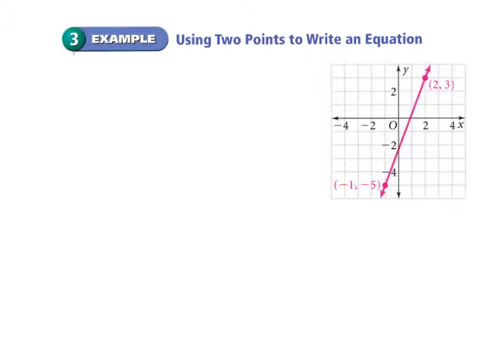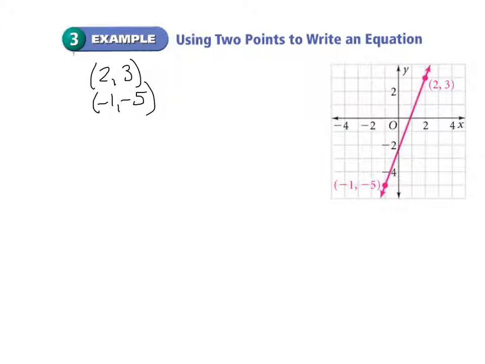Now, example number 3, using 2 points to write an equation. Now, I want to make note of this. 2 points are either going to be given to you as 2 points, like I'm writing down, or they may give you a graph. Now, here's the trick. They usually do not even give you the points on the graph. You will have to come up with your own points. So that's when you'd actually look at this graph, and you'd be able to say, okay, there's a point at 2, 3, and -1, -5. So use 2 points to write an equation.